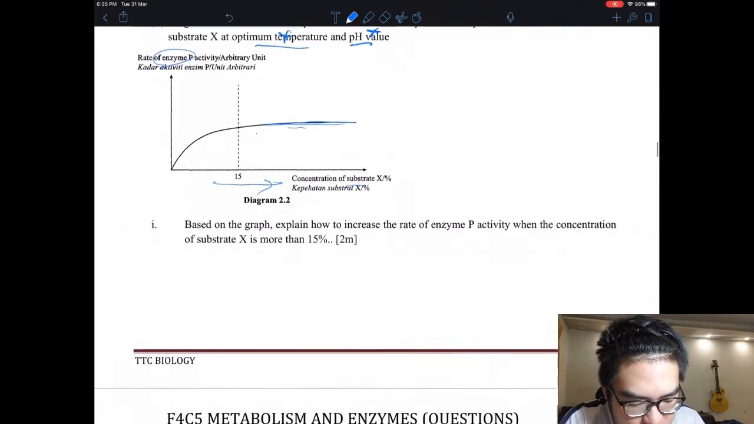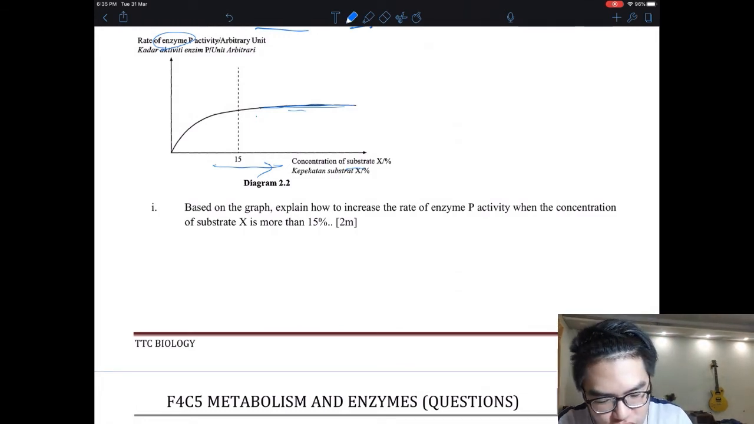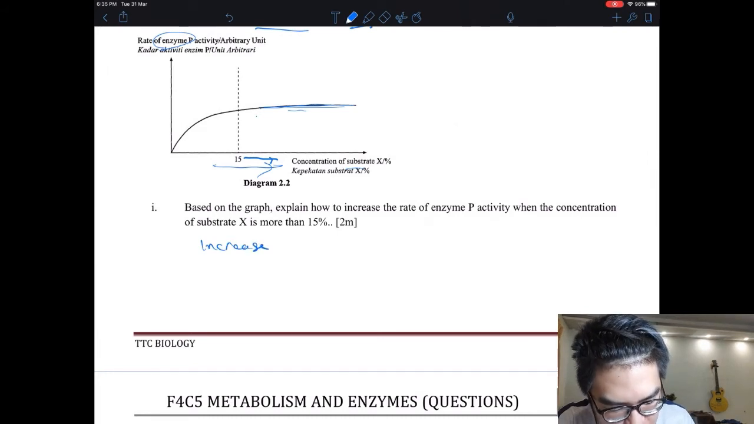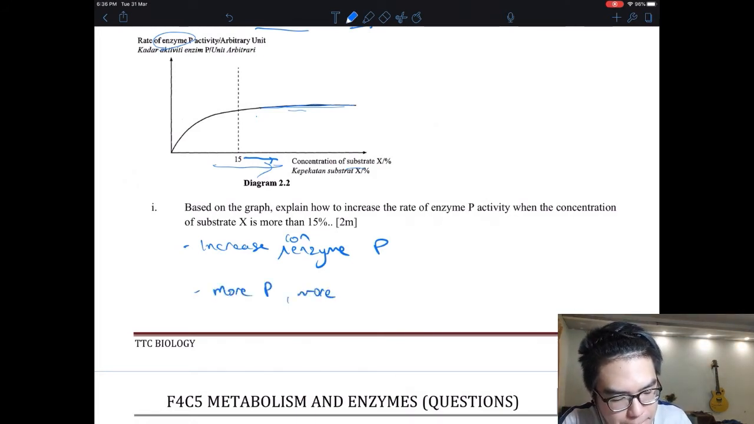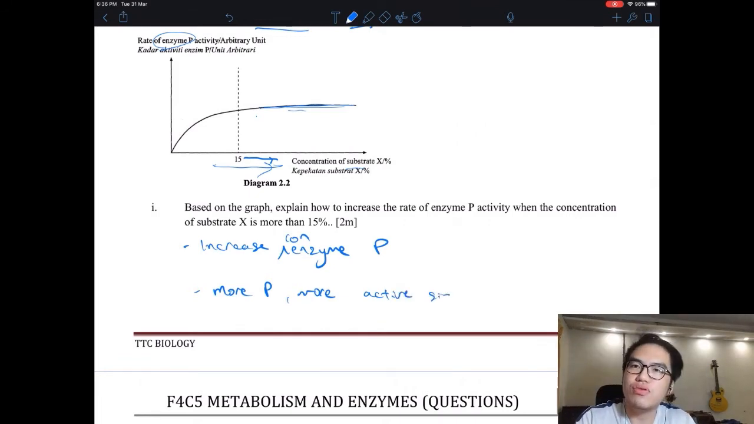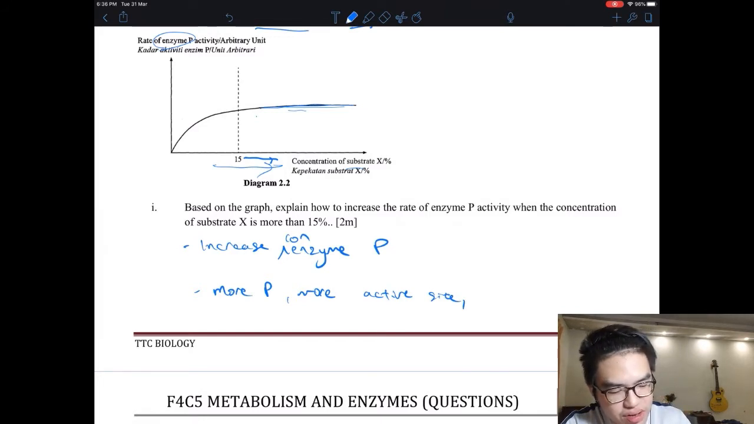Based on the graph, explain how to increase the rate of enzyme P activity when concentration is more than 15. It's already more than 15, so how do I increase this? You can say you increase enzyme P, or the concentration of enzyme P. You put more enzyme inside. Why? Because you have more enzyme P, you have more active sites. More active sites will lead to more enzyme-substrate complex, more product, so a higher rate of reaction.